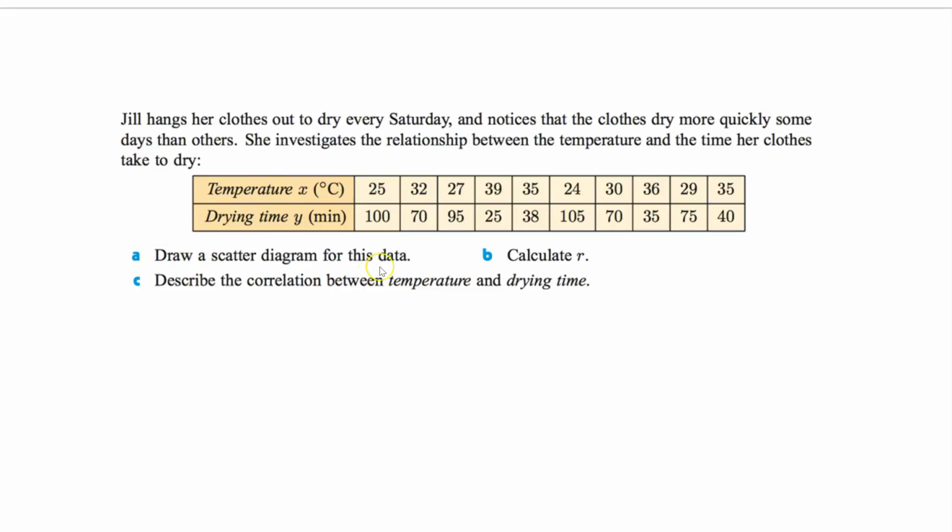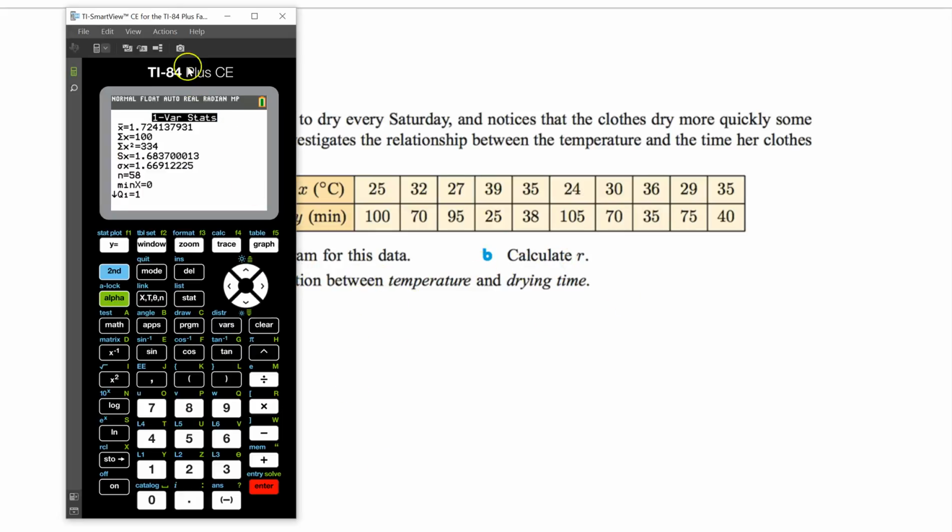So you want me to draw a scatter plot. You can do this by hand if you want, but I want to show you how to do this on the calculator also. I'm going to calculate R, which I'm only ever going to do on a calculator, and then we're going to use the information we get to describe temperature and time. So let me bring up my calculator.